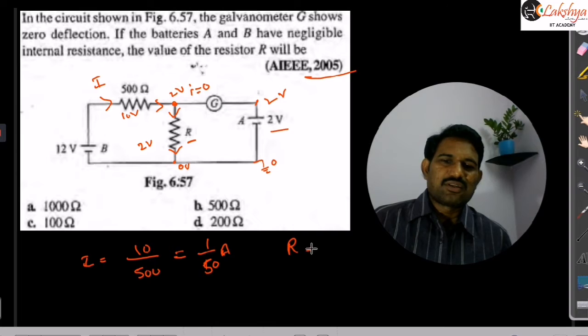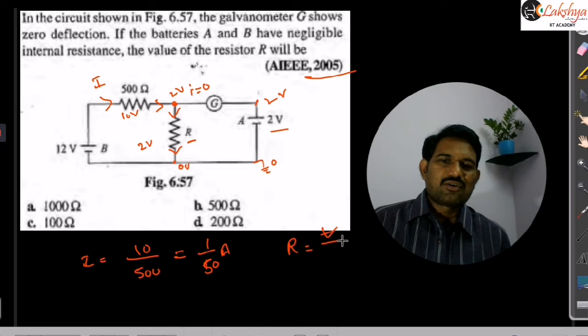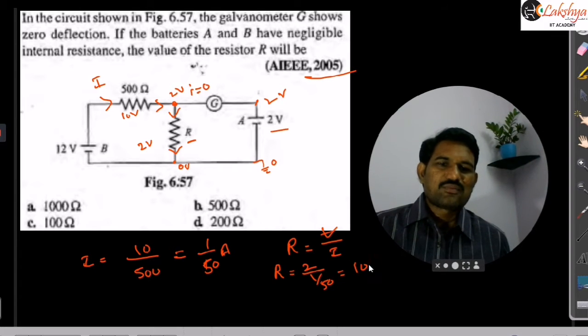So the resistance we can write as V by I. There, V is nothing but 2 and this I value is 1 by 50. So you will get that value as 100 ohms, right? So 100 ohms is the value of the resistance.